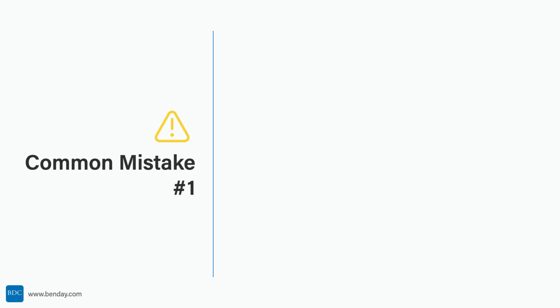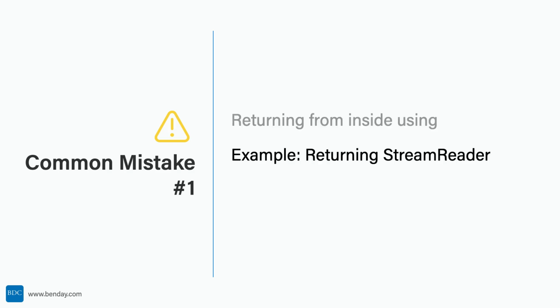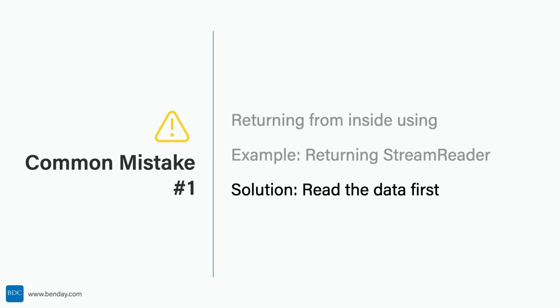Let me show you the #1 mistake I see beginners make with using statements. Don't return a resource from inside a using block. Once you leave the block, that resource is disposed. You're returning a dead object. I've seen people try to return a stream reader from a method with using. Nope, that reader is closed before the caller can use it. Read all the data you need inside the using block, then return the data, not the reader. Return strings, not streams. Trust me, you'll make this mistake at least once. We all have. Now you know to watch for it.